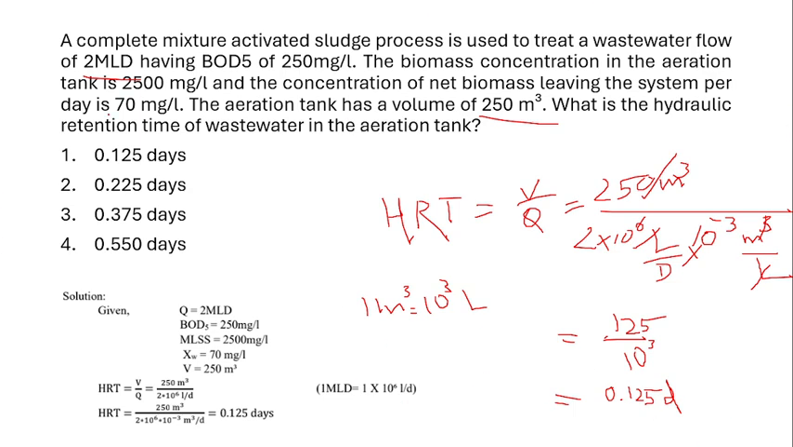So the question asked is, what is the hydraulic retention time of wastewater in the aeration tank? So this HRT is given by the equation V divided by Q. V is the volume of the tank, which is 250 meter cube. Q is the flow rate of the wastewater, given here as 2 MLD, 2 million liters per day. We are converting the liters to meter cube by multiplying with 10 power minus 3, and you are obtaining the value of HRT as 0.125 days.